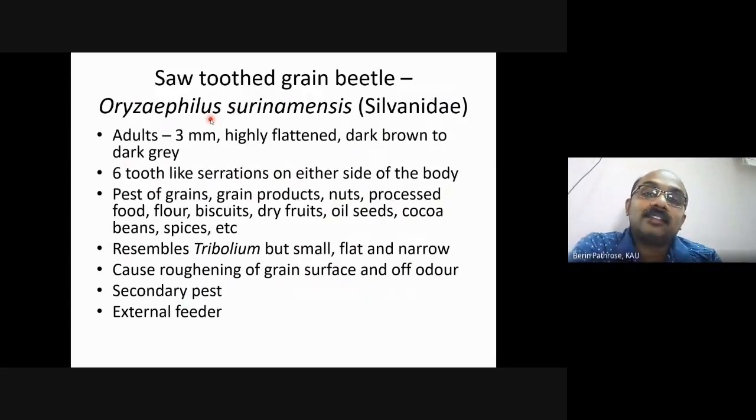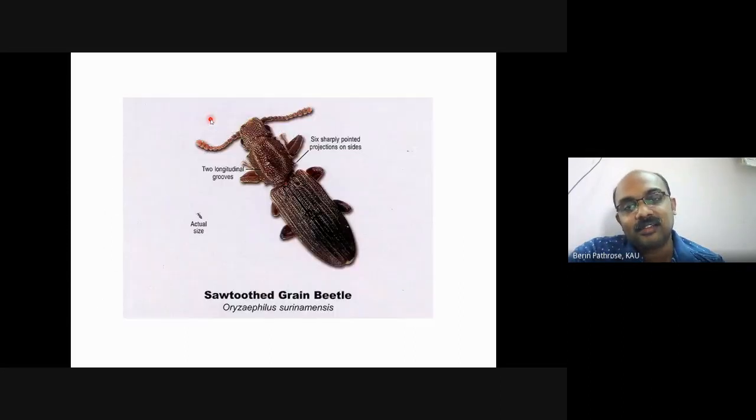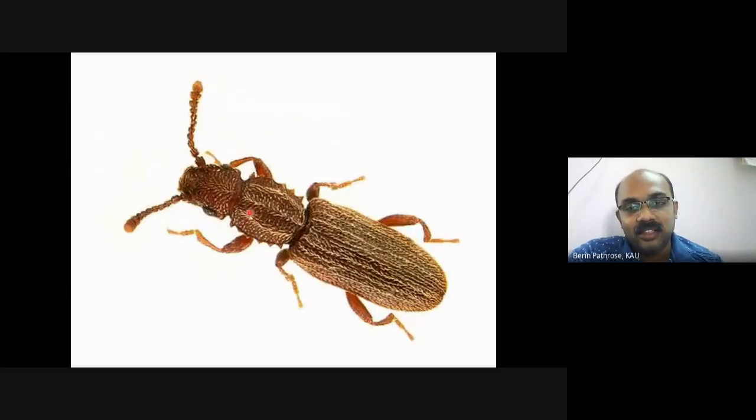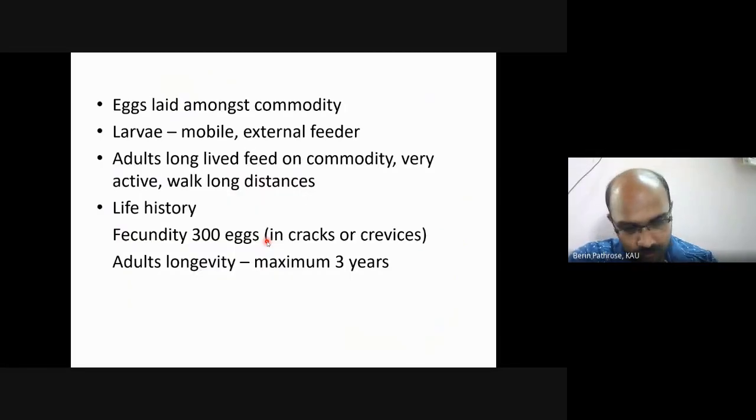Then another insect pest, which is also a secondary pest and mainly seen on processed products, is the saw-toothed grain beetle, Oryzaephilus surinamensis, the family is Silvanidae. It can be easily recognized by this typical feature. You can see serrations on either side of the thorax. This is the thorax, and you can see six saw-like serrations on either side of the thorax. That is one typical feature of Oryzaephilus.